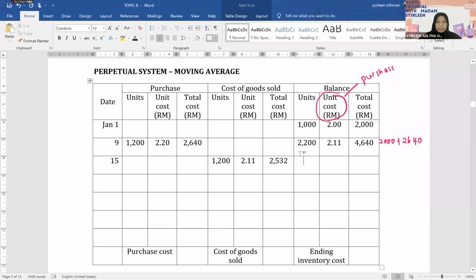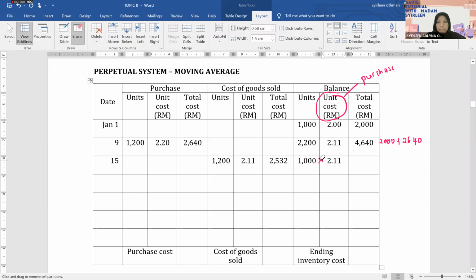Okay, alright. So, sekarang tadi ada 2,200. Kita dah tolak 1,200. So, dekat sini baki tinggal 1,000. Okay, harga cost masih sama. Okay, RM2.11. Alright. Okay, sekarang ada masalah sikit kat sini. Sebab setengah pelajar, dia akan ambil 1,000 ni darab dengan RM2.11. Which is wrong, salah. Kita tak buat macam tu.